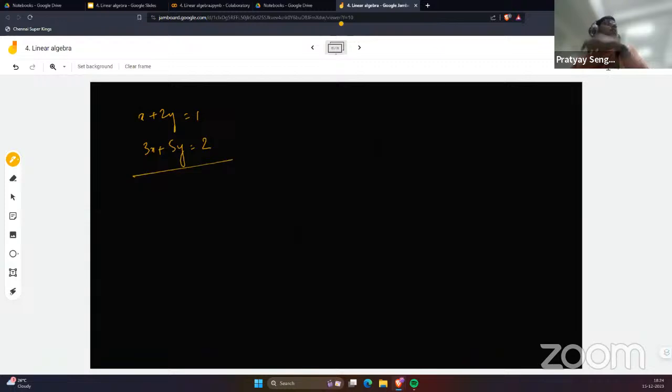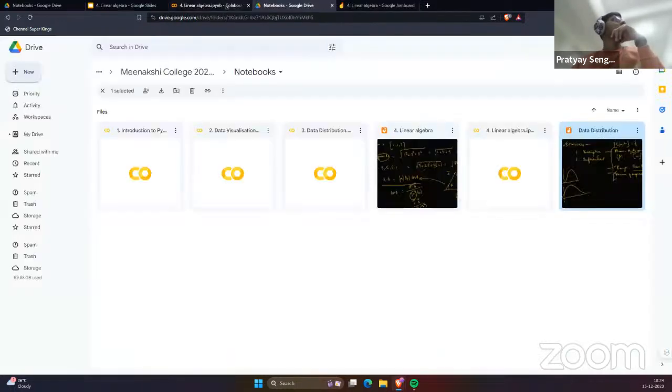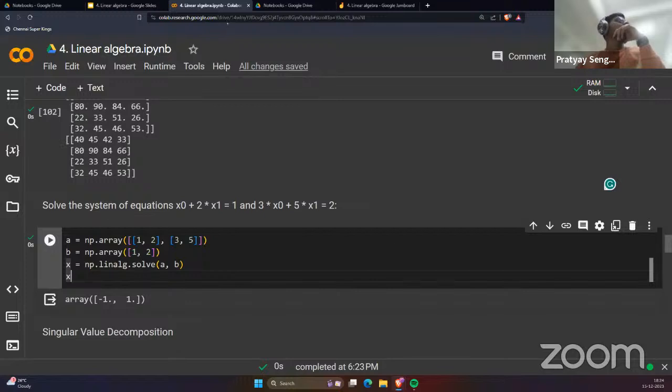So if you want to solve it using a matrix, you have to construct it. These should be your x and y values. Here we used x0 and x1. You can use x and y, and then b is the solution, the answer, and you can solve to get the value of x. So this is x and y. So x is -1, y is 1. This is very useful when you want to solve a lot of linear equations.